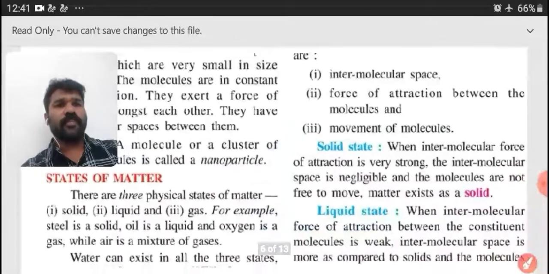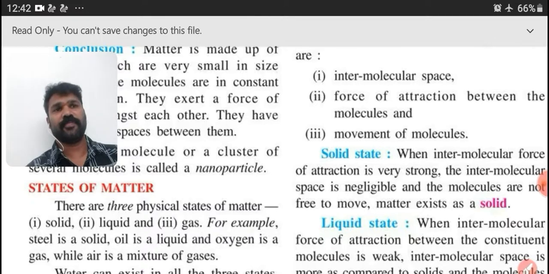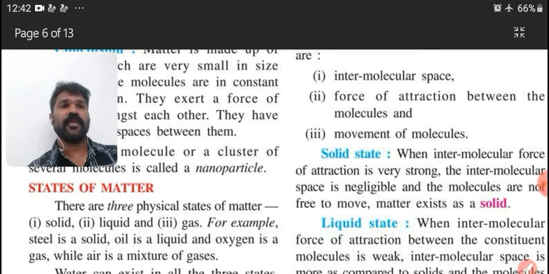Then solid state. When intermolecular force of attraction is very strong, the intermolecular space is negligible and the molecules are not free to move. Matter exists as solid. How can substances occupy a solid state? When the intermolecular force of attraction is very strong, when the molecules are arranged very tightly, if the intermolecular space is negligible in solid and the molecules are not free to move in solid, that's why solid substances are in a solid state.